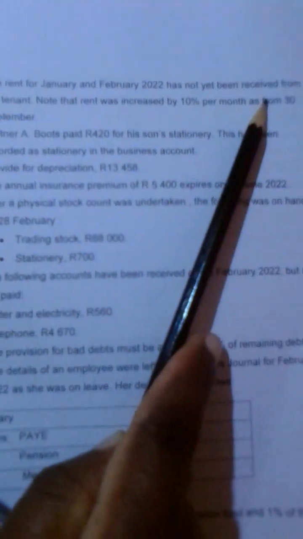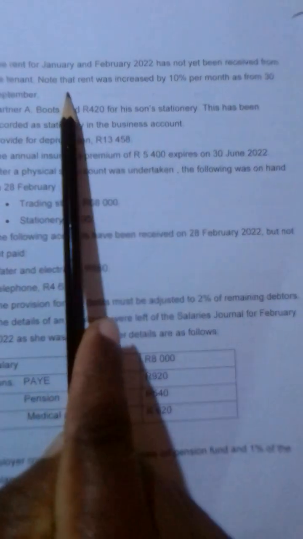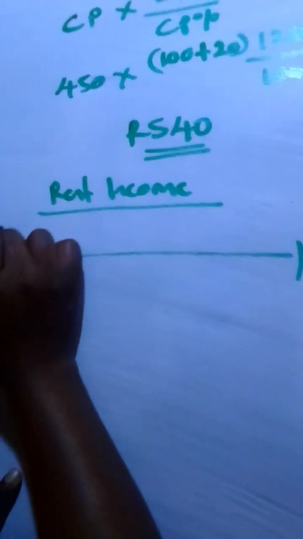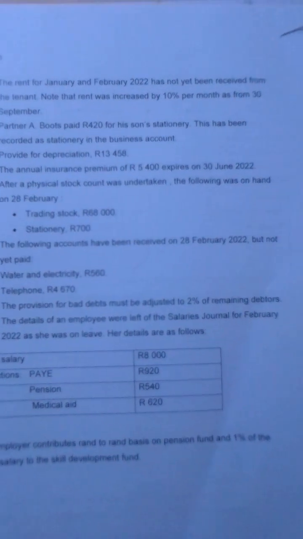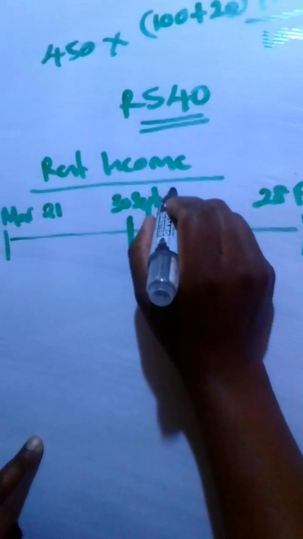Adjustment number 7. The rent for January and February 2022 has not yet been received from the tenant. Note that rent was increased by 10% per month as from the 30th of September. So we know that our financial year runs from 1 March 2021 to 28 February 2022. And then they are saying 10% as from 30 September. So 30 September is somewhere here, they said there was an increase of 10%.